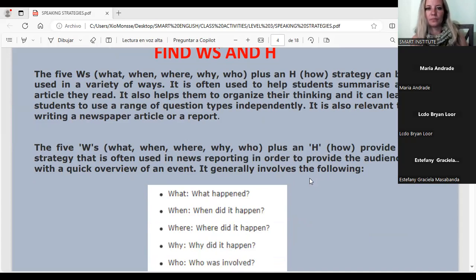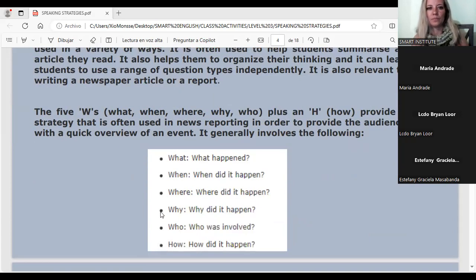It generally involves the following. What happened? When did it happen? Where did it happen? Why did it happen? Who was involved, and how did it happen? Yeah, it's easy. You can make this as a worksheet. You can do this in Excel, and you can make this worksheet on your own. You can put pictures.